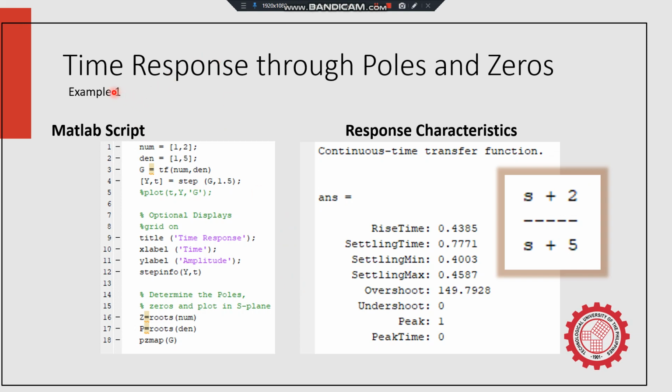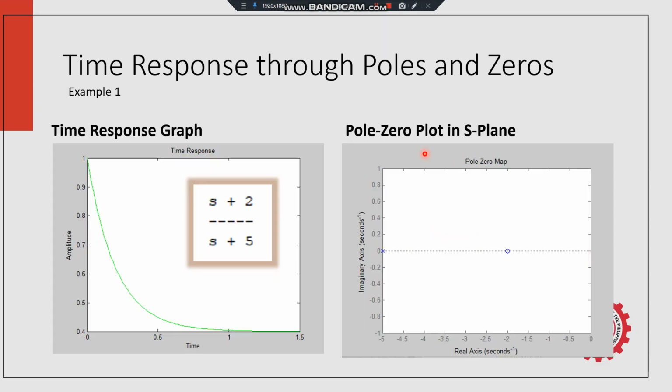So here is the MATLAB script for the transfer function example. And this is the response characteristics. Now, take note, the (s plus 2) over (s plus 5) is our transfer function. And the graph is given by this, and the pole and zero plot in the s-plane is given by this. The -2 for the zero and -5 for the pole.